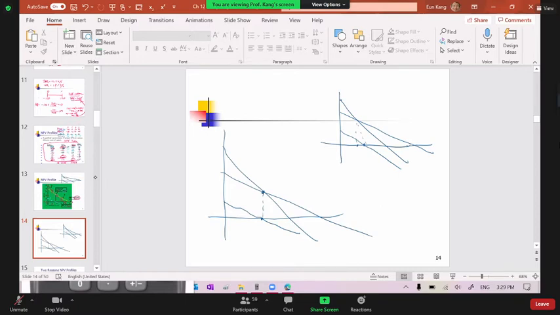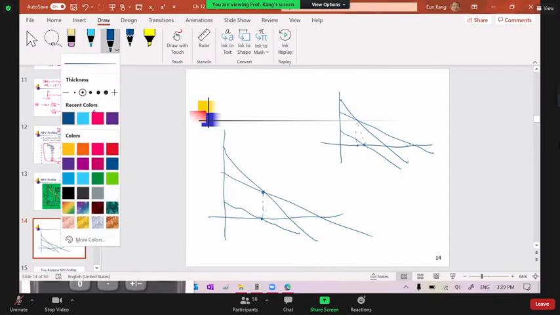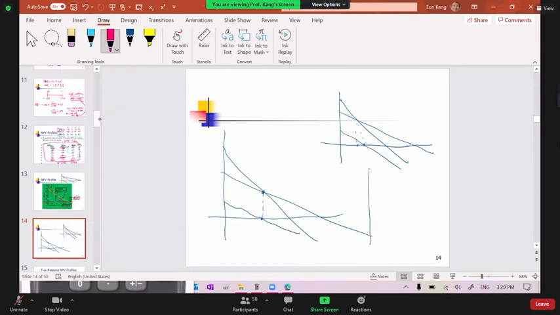Not only that, if you do S minus L, right? S minus L, then what? Then it's like this. Oops.